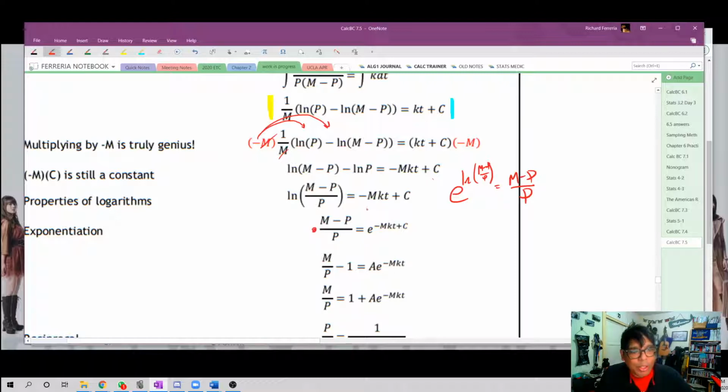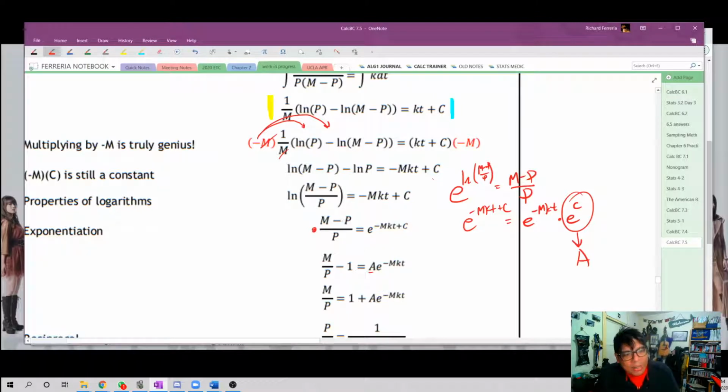When we exponentiate the right side, that's not really a big deal. But we do have this plus c here. So e to the negative mkt plus c is going to be equal to e to the negative mkt multiplied by e to the c power. And this is just going to be a. So that's where this a comes from. So that's a e to the negative mkt.